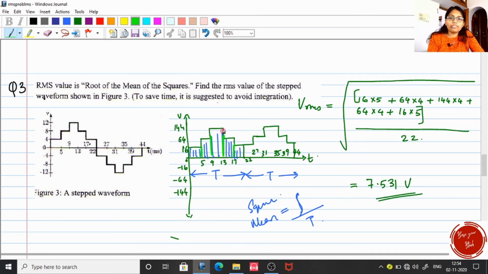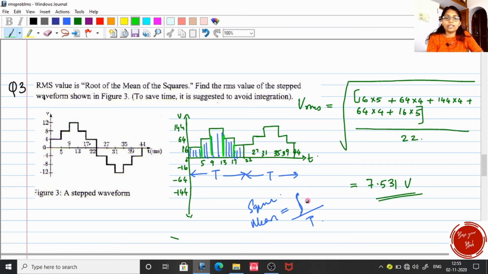Next, 144 into 13 minus 9. It is a gap of 4. So 144 into 4, plus again 64 into 17 minus 13, which is 4. 64 into 4, plus here 5 into 60. So this is the area of one cycle.